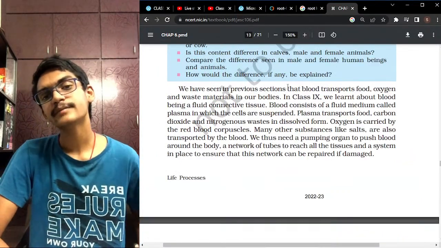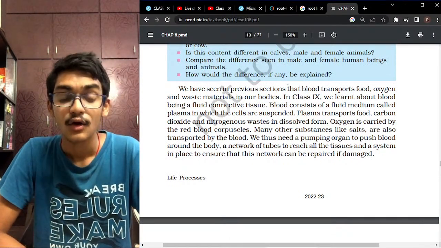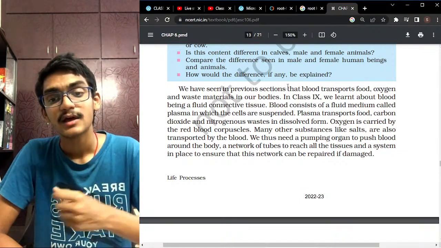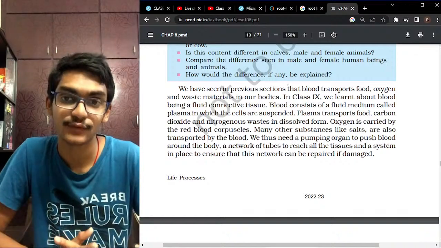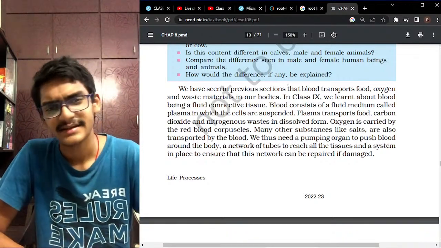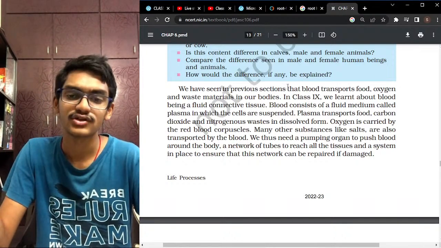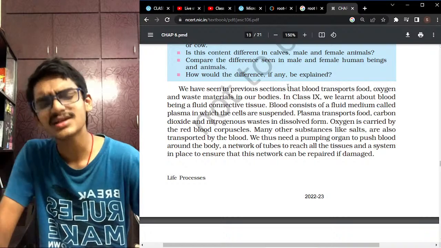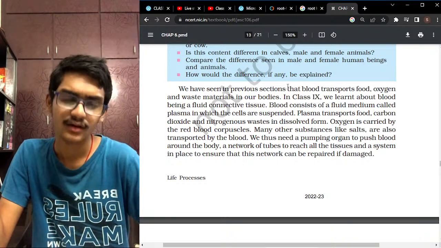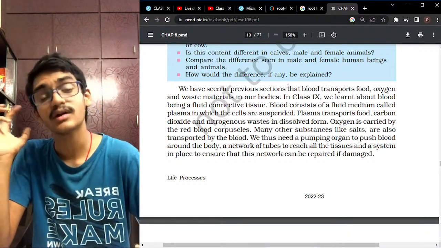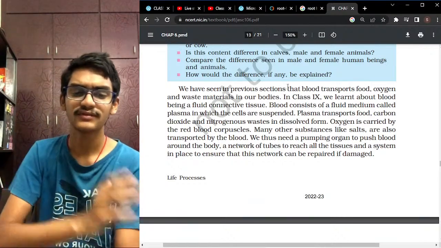In our body, 45% is considered to be blood and 55% is considered to be plasma. Blood consists of a fluid medium called plasma, which mainly helps in the transportation of different kinds of substances, such as food particles, and in the removal of nitrogenous waste. Many functions are performed by blood and plasma. They also help in the transportation of oxygen and carbon dioxide for the purification of the blood.